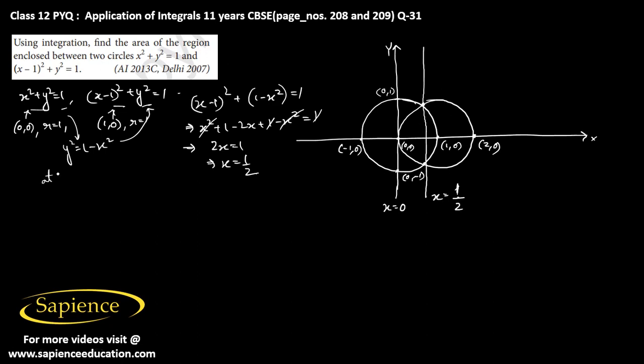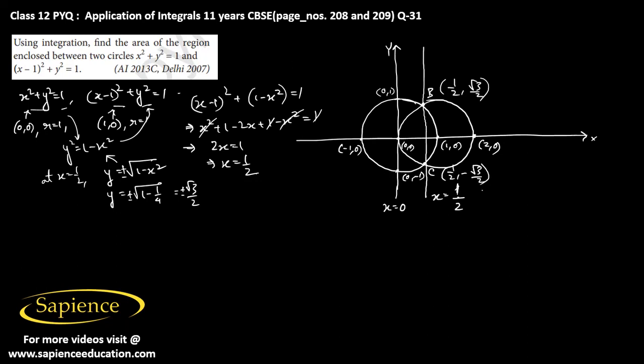Now at x equals to half, y will be how much? y will be equal to square root of 1 minus x square from here. So y will be equal to square root of 1 minus 1 by 4. So that will be 3 by 4, so that will be root 3 by 2. So it will be plus minus actually, plus minus root 3 by 2. So the coordinate of this point B will be 1 by 2 comma root 3 by 2. And the coordinate of this point C will be 1 by 2 comma minus root 3 by 2.